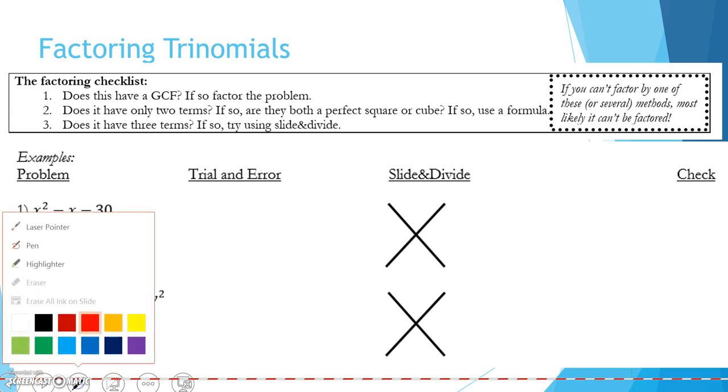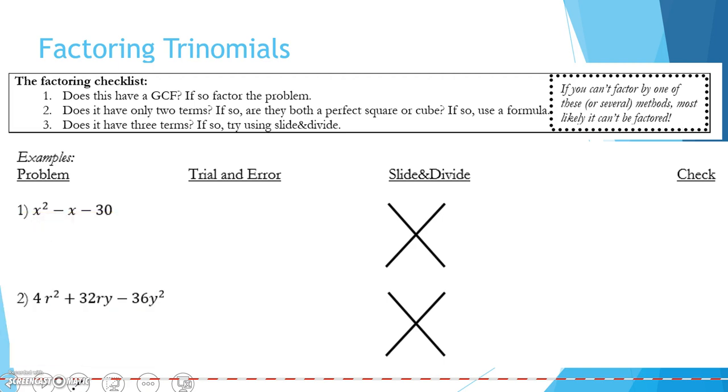Hey guys, we're going to learn about the third factoring method today, factoring trinomials. There are two methods we already learned. One is, does it have a GCF? That's the first thing you need to check for in these problems on a test, homework, and all of them today. Then you ask yourself, does it have only two terms?